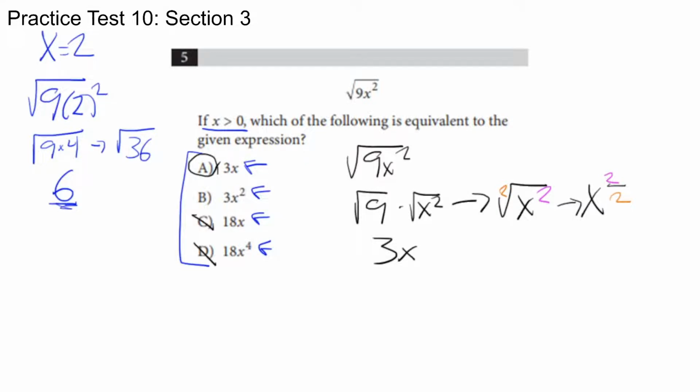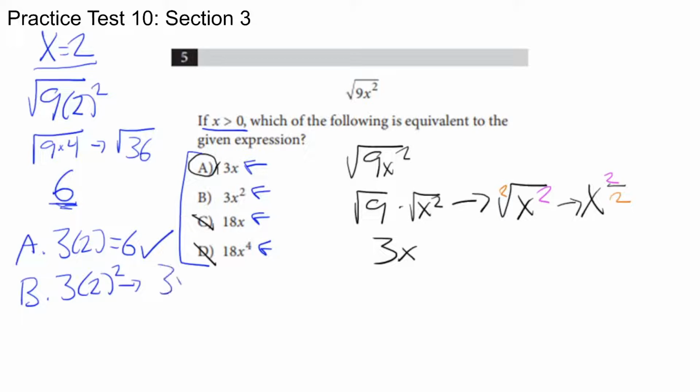So like I said, I made up a value of x is equal to 2. So for answer choice A, I would have 3 times 2, which is equal to 6. So that checks out. Answer choice B, I would have 3 times 2 squared, which would be 3 times 4, which is 12. So that doesn't match the 6 that I'm looking for, so I know B is wrong. Answer choice C, I would have 18 times 2, which is 36. Again, not what I'm looking for.